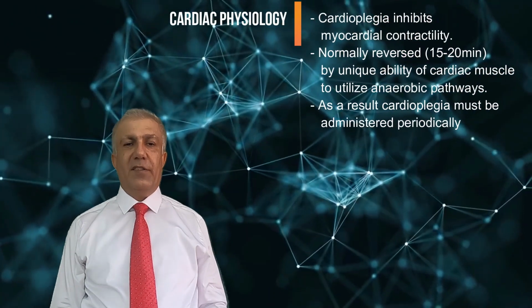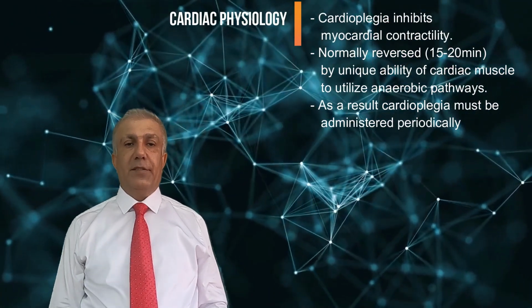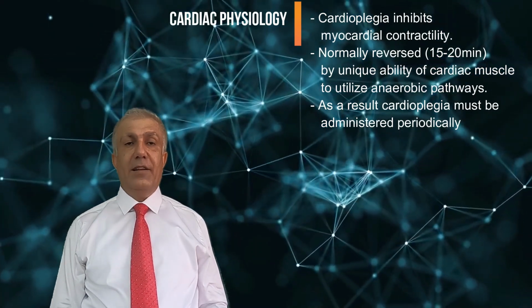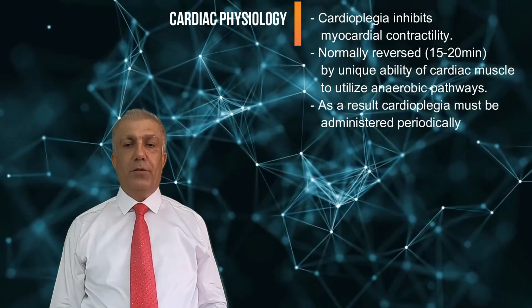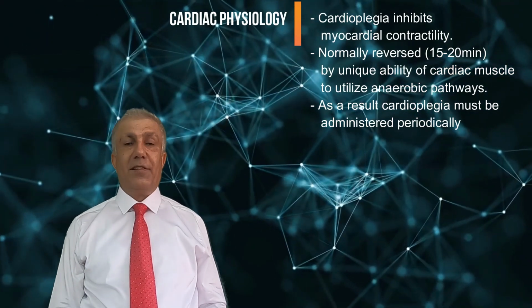A little to know about the cardiac physiology. Cardioplegia inhibits myocardial muscle contractility. However, this will normally be reversed over time, 15 to 20 minutes, by the unique ability of cardiac muscle to utilize the anaerobic pathway to produce high energy phosphates for muscle contraction. As a result, cardioplegia should be administered periodically to prevent cardiac contraction.